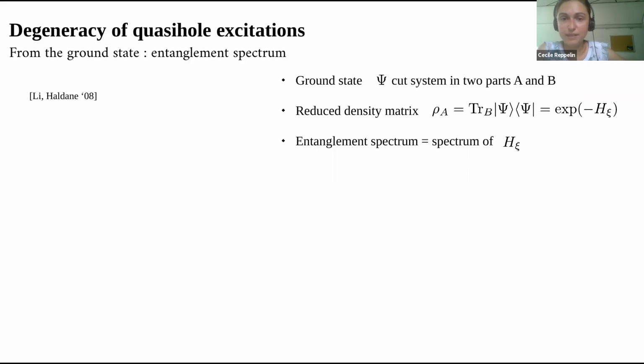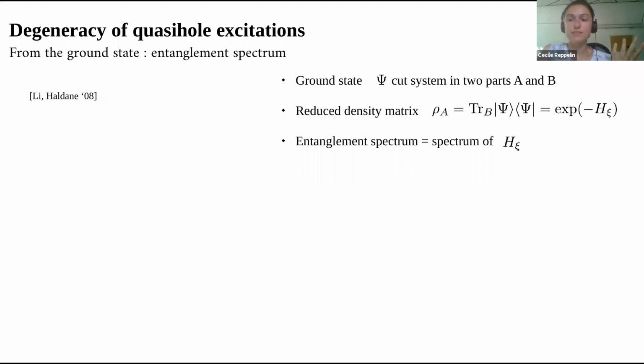So the idea of the entanglement spectrum is you start from the ground state psi, and you cut your system in 2 parts, 2 complementary parts, A and B, and you calculate the density matrix rho A associated with subsystem A by doing a partial trace on the density matrix psi psi. And this can be thought of as the exponential of minus the entanglement Hamiltonian. And this entanglement Hamiltonian, if you compute its spectrum, it's what we call the entanglement spectrum. So this is very generic.